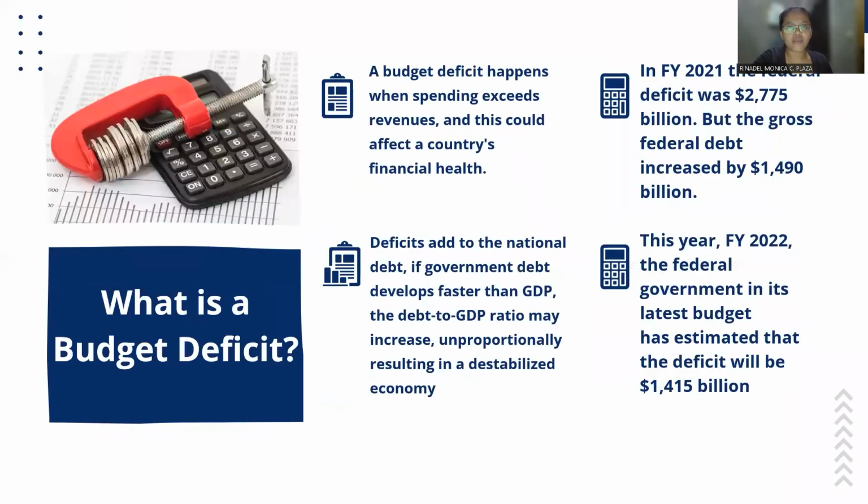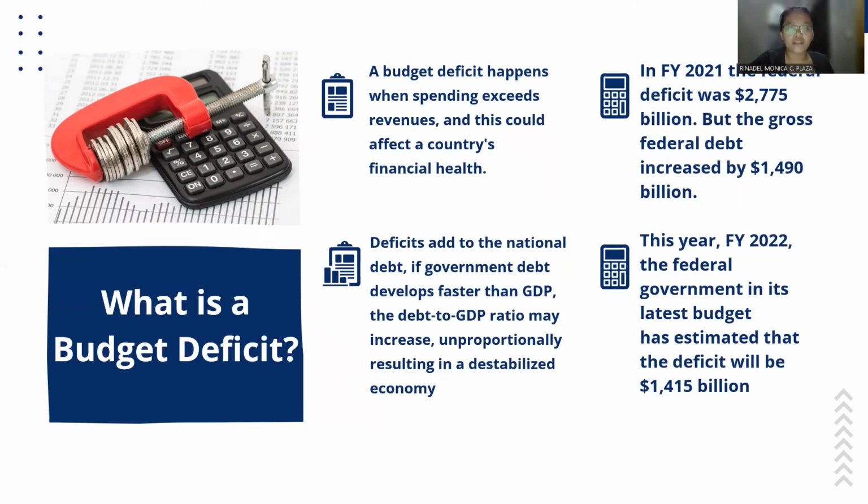Now let's talk about budget deficit. So what is a budget deficit? A budget deficit happens when spending exceeds revenues. This could affect a country's financial health. Meaning our spending is higher than the tax collected. And then the national debt is formed by cumulative deficit, meaning deficits add to national debt.